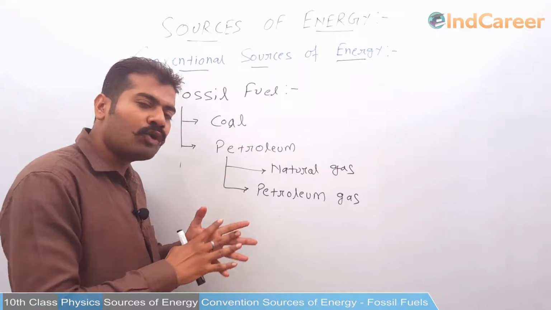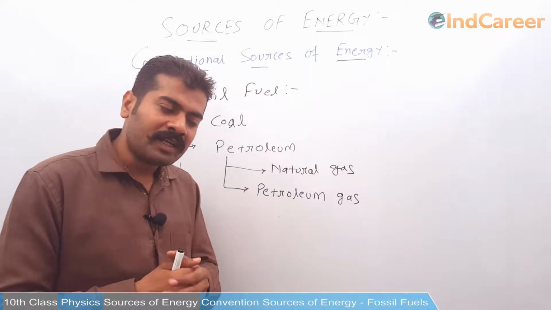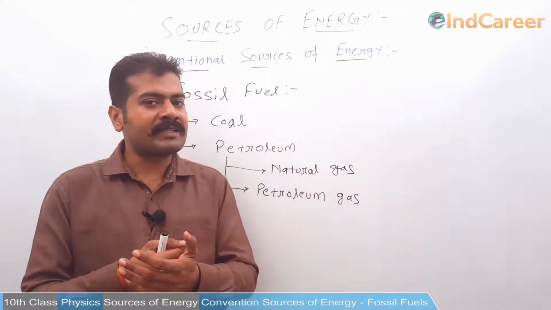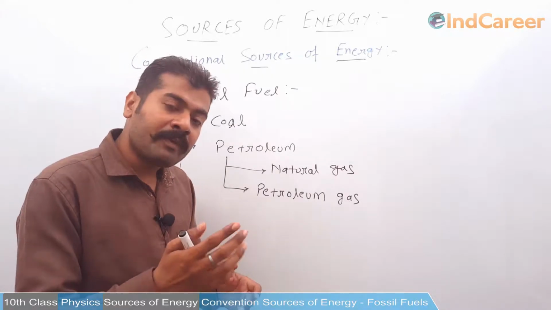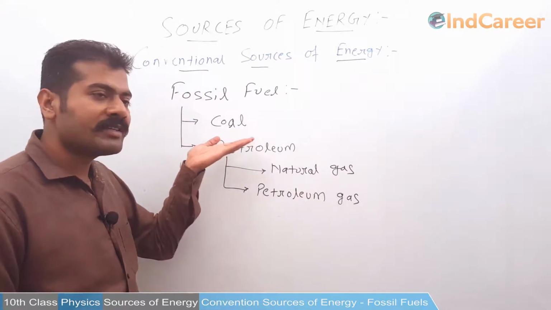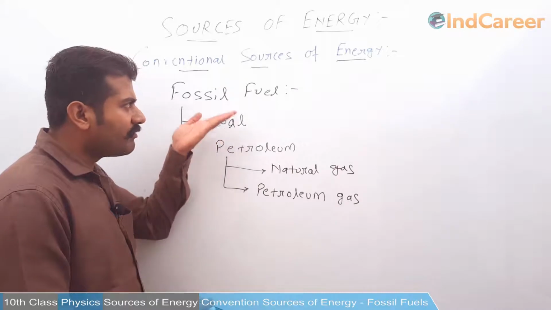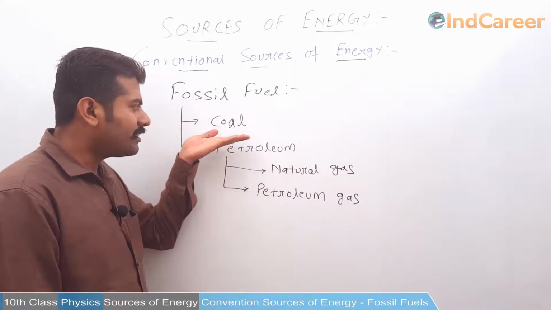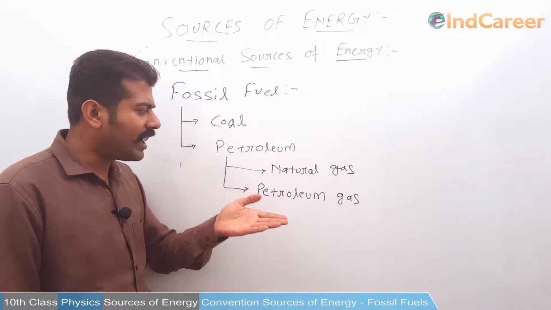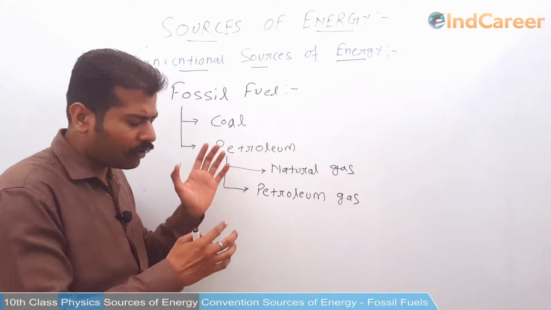If we burn this coal, we will get a huge amount of energy, and that is why most of the power plant sector and most of the industries, steel industries, power industries, cement industries, are using coal nowadays. So it is a best conventional source of energy. Coal is one of the best examples of conventional sources of energy. The second one is petroleum, natural gas and petroleum gas, which we already know.